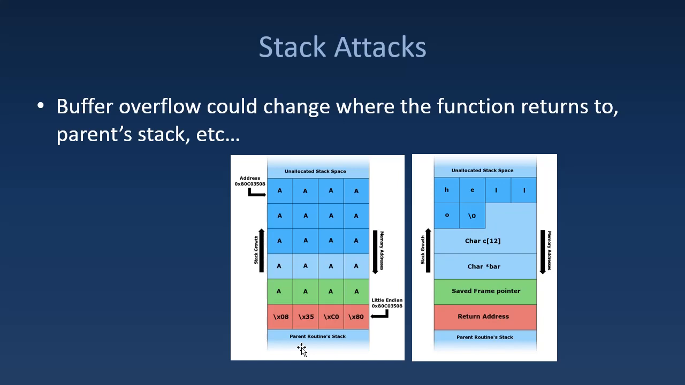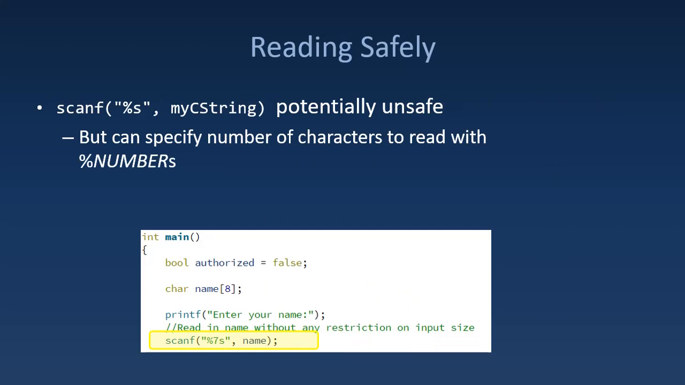Now, the operating system can do various things, and compilers can do various things to try and protect us from this kind of bug. But the potential for danger is very much there. So one of the things that we need to be very careful about is sanitizing user input, making sure that we don't trust that the user is going to type the right number of characters.